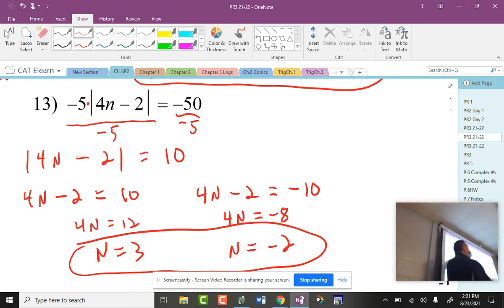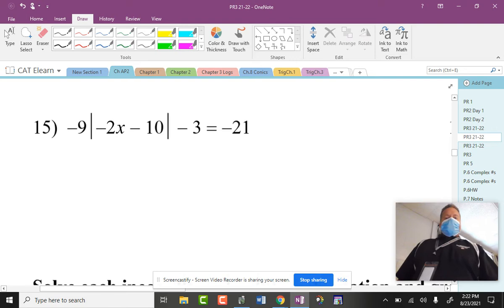What's negative 2 times 4? What's negative 8 minus 2? Be careful. What's the absolute value of negative 10, though? What's 10 times negative 5? True. All right, so that's why these work, and that's why those are the solutions.